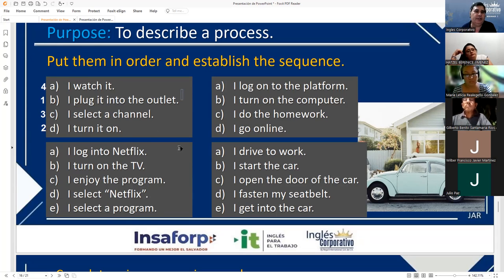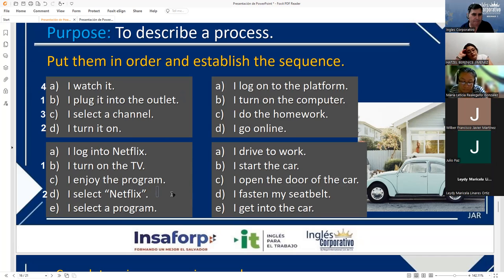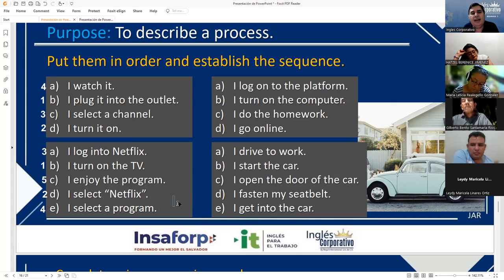What about watching Netflix? I turn on the TV. Okay, I turn on the TV. Next. I select Netflix. Okay. I log into Netflix. I select a program. And enjoy the program. So how do we describe the process?